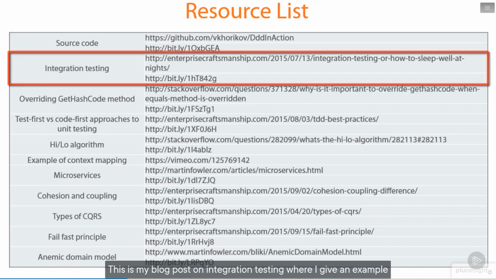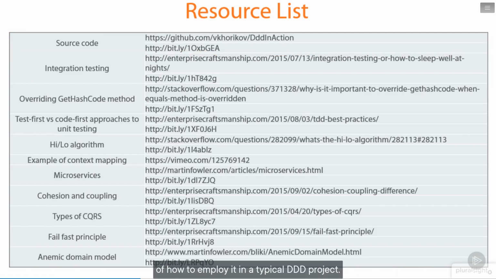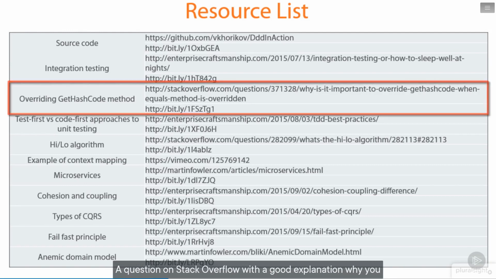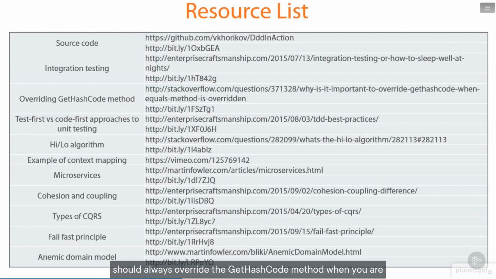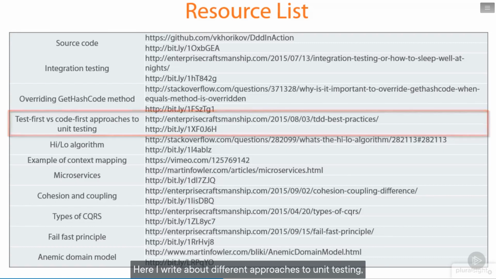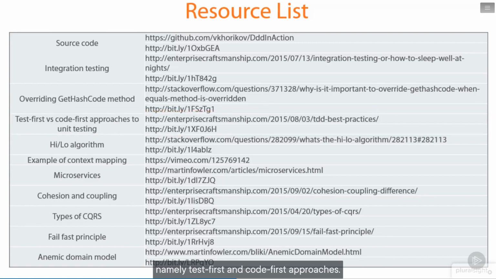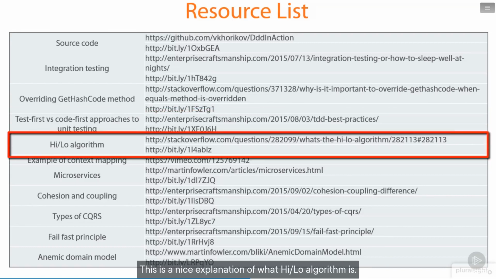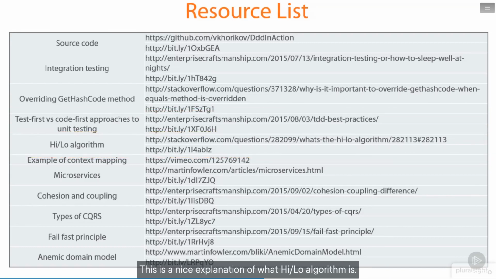This is my blog post on integration testing where I give an example of how to employ it in a typical DDD project. A question on Stack Overflow with a good explanation why you should always override the GetHashCode method when you are overriding the Equals method in your class. Here I write about different approaches to unit testing, namely test-first and code-first approaches. This is a nice explanation of what the hi-lo algorithm is.